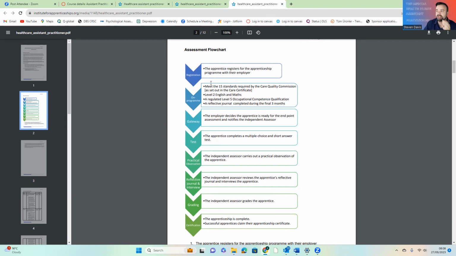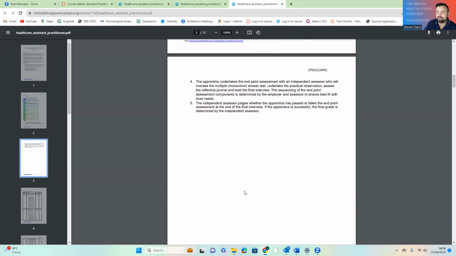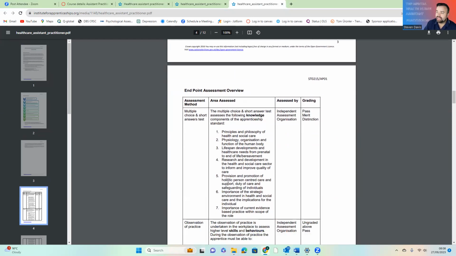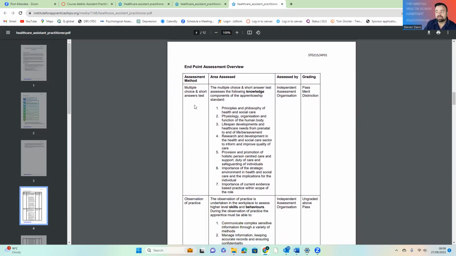You've registered, you've done your care certificate, you've done your English and maths, and you've worked towards your diploma. You go through Gateway, you have your multiple choice test, you then have your observation, your reflective journals, and then you're graded.